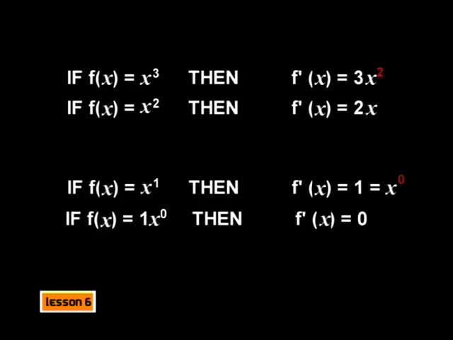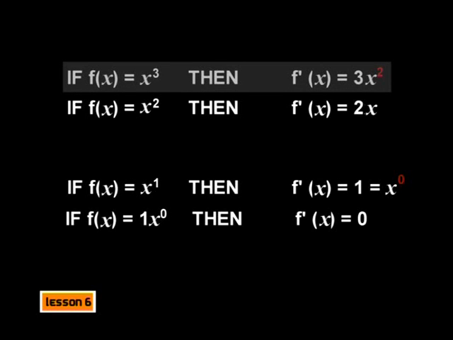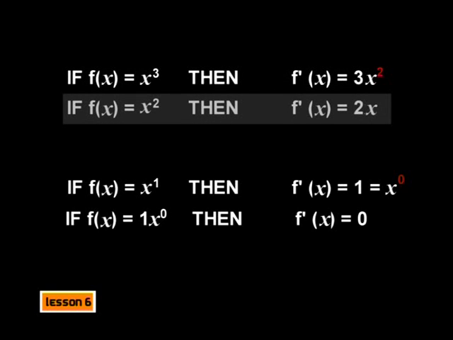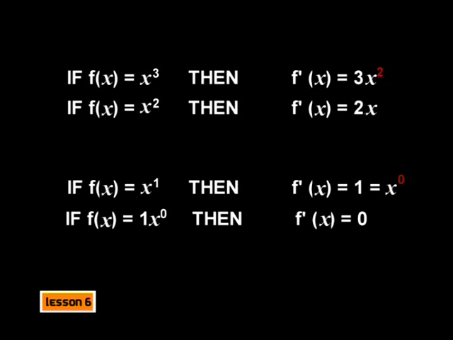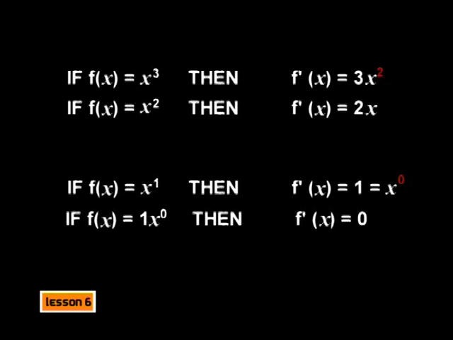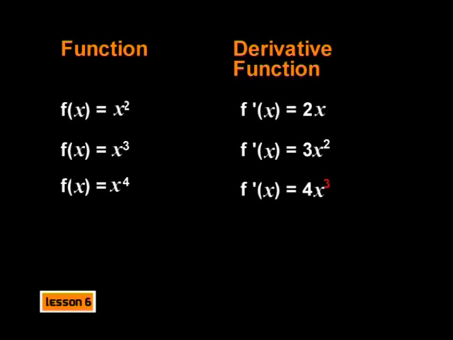Well, with the function x cubed, the derivative had an exponent of 2. With x squared, the derivative had an exponent of 1, although, of course, we don't write that. And with just x, the derivative had no x, which could be thought of as x to the power of 0, 1 less each time. Will this one's exponent be 3?